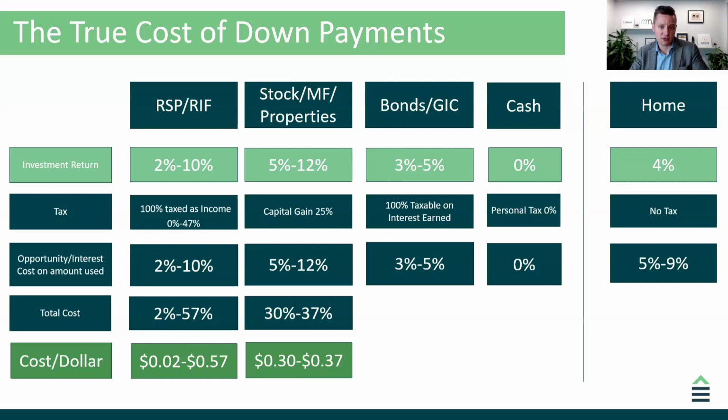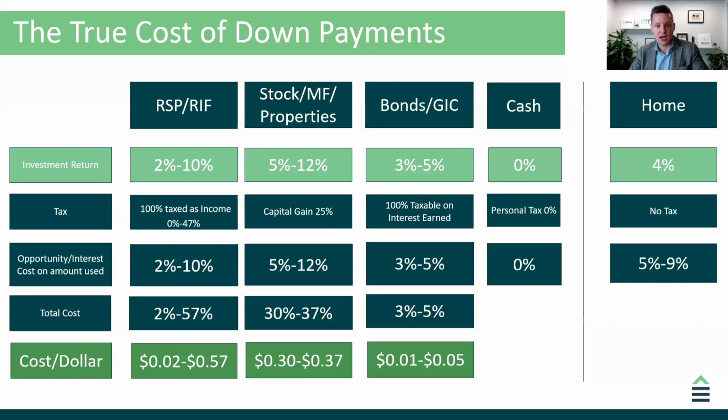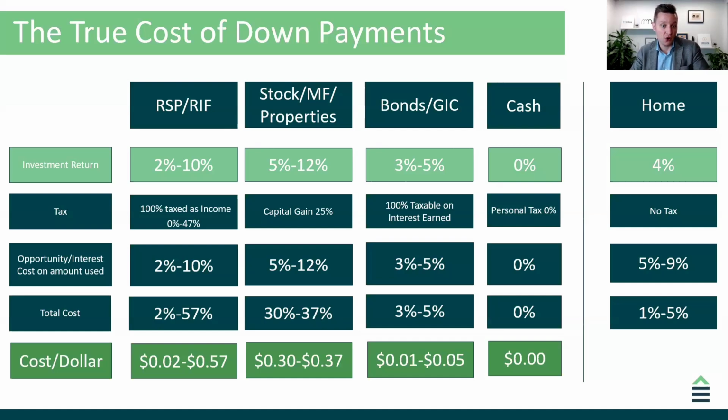If you're doing this with stocks or mutual funds, et cetera, it's 30 to 37%. If you're doing bonds or GICs, it really depends on the actual return. Sometimes bonds or GICs are as low as 1%, so it might be as low as a cent to 5 cents. Cash, of course, is 0. And then on the home, after taking out the investment return, it's really only costing you 1 cent to 5 cents once you factor all that out.